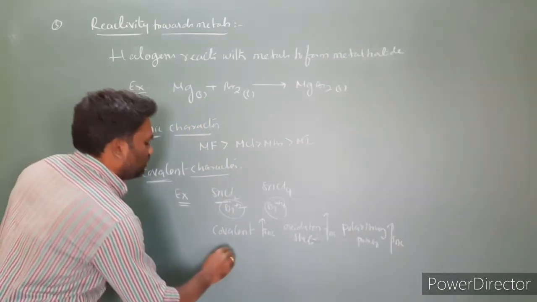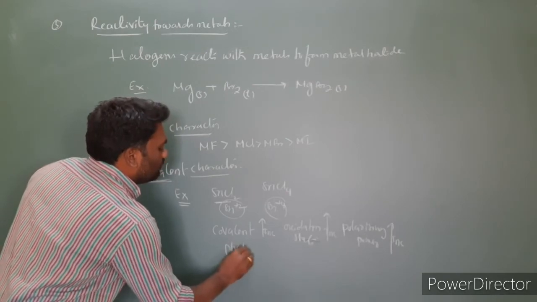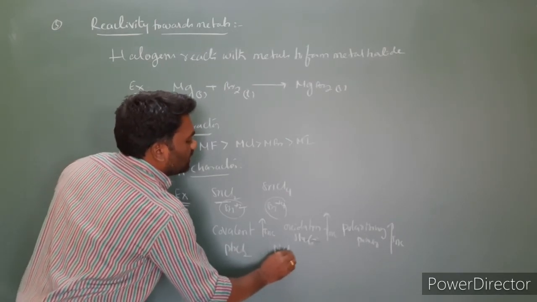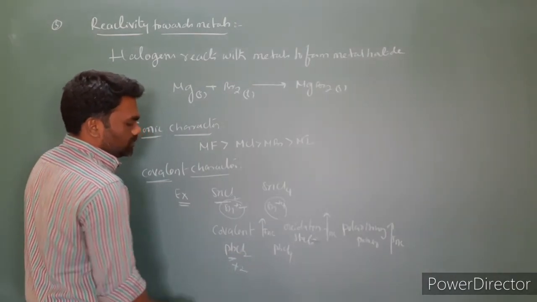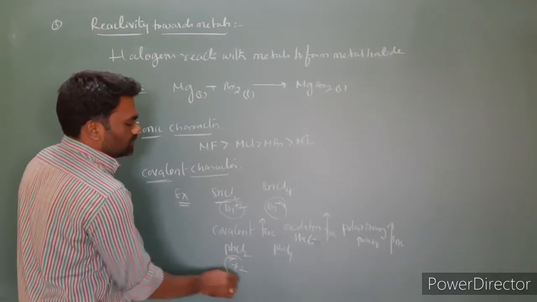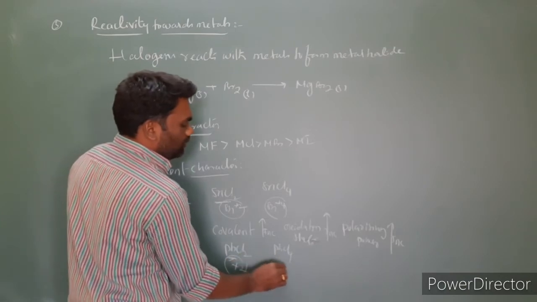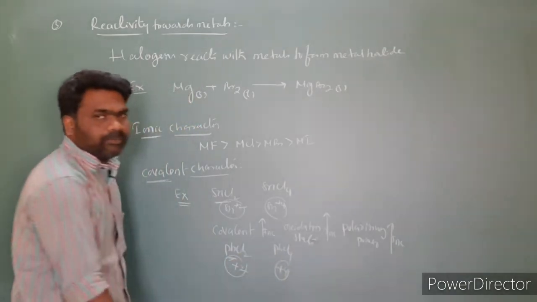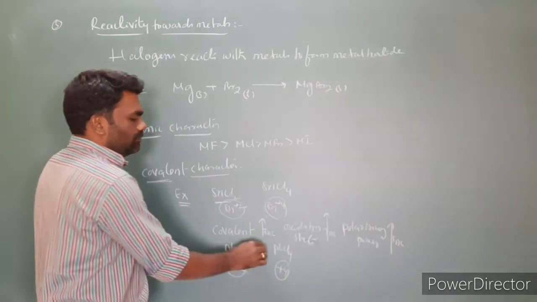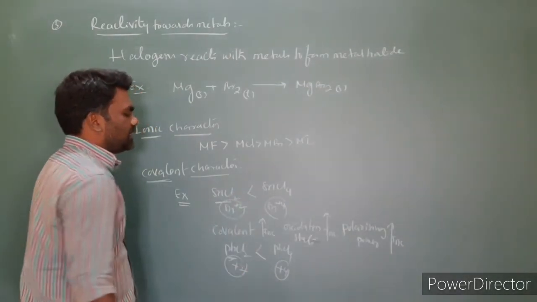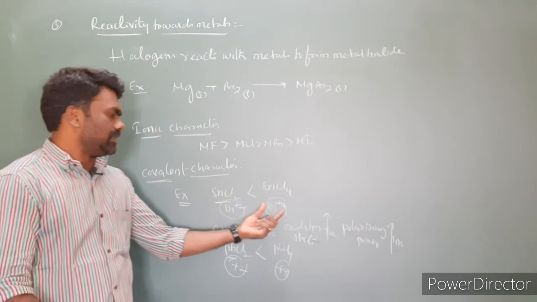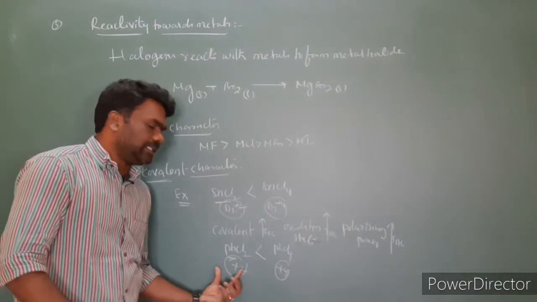Let us take one more example, PbCl2 and PbCl4. Here lead is in the +2 oxidation number. Here lead is in the +4 oxidation number. So which has greater covalent character? PbCl4 is greater than PbCl2. In this case also SnCl4 is greater than SnCl2. Here is +4, here is +2, here is +4, here is +2.